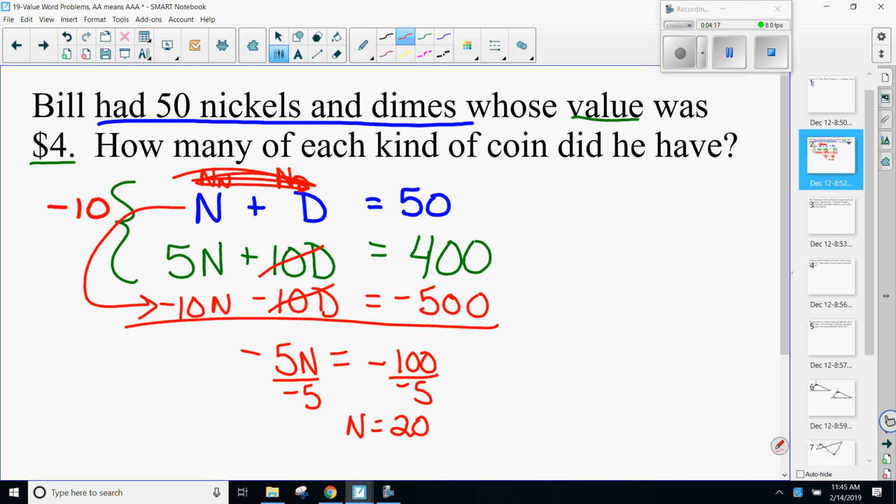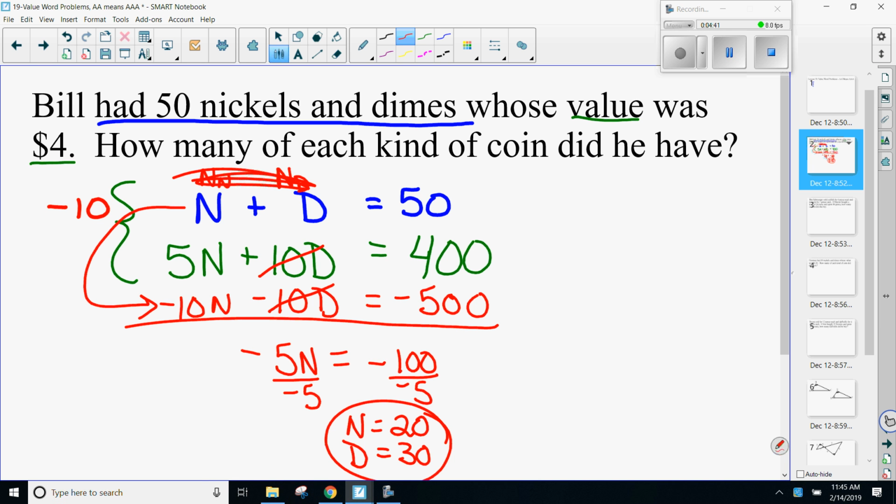You have 20 nickels. How many dimes would you have? 30, because how many total coins do you have? 50. You think about it. Nickels, if I have 20 of them, how much money is that? $1. If I have 30 dimes, how much money is that? $3, and you have a total of $4.